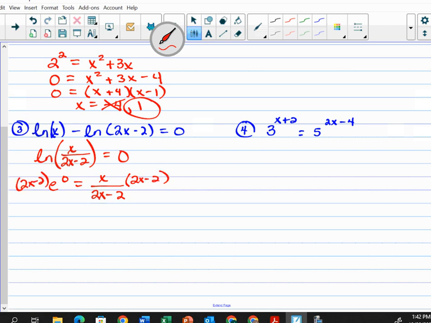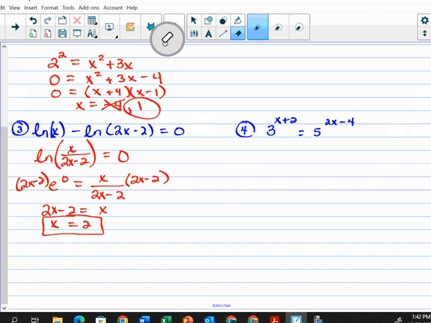So I then get 2x minus 2 equals x. So are we okay with x equals 2? Can I show you an easier way to do that one? Yes, please.